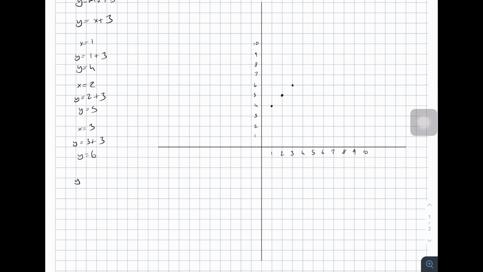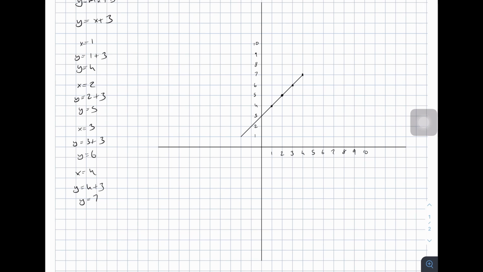And when x is equal to 4, y is equal to 4 plus 3, so y is equal to 7. (4, 7). So as you can see, when we draw a line through these points, we get a straight line. Let's finish the graph by drawing the line all the way to the y-axis.